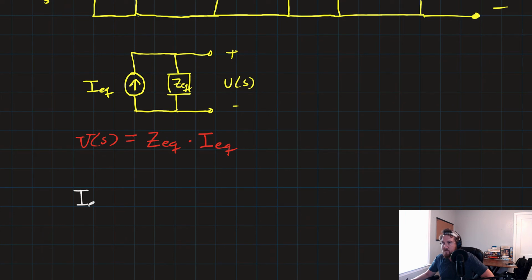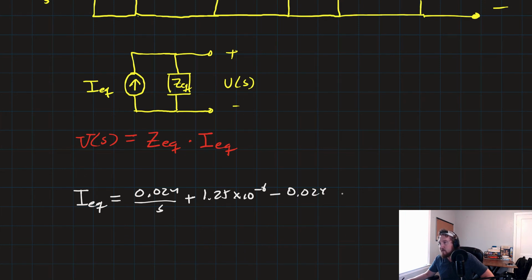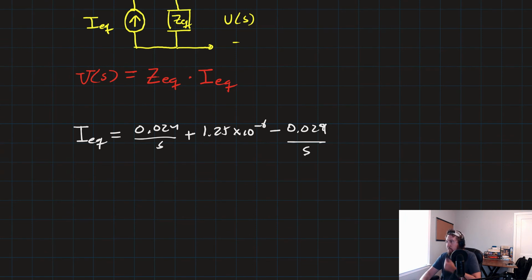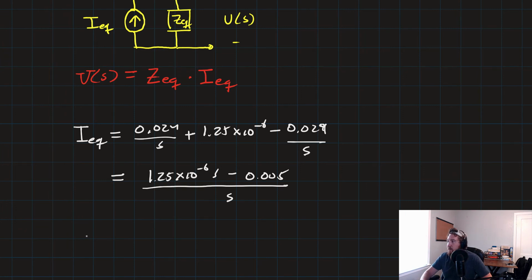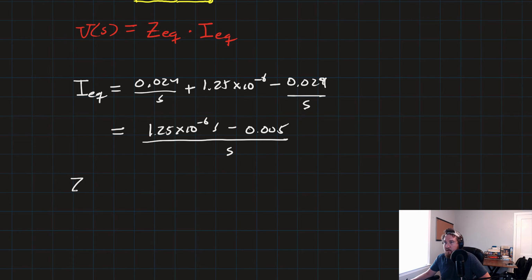Let's do IEQ first. IEQ, equivalent current, is just going to be the sum of these currents. So 0.024 over S plus 1.25 times 10 to the negative 6 minus 0.029 over S, which can simplify it down to be just 1.25 times 10 to the negative 6 S minus 0.005 over S.